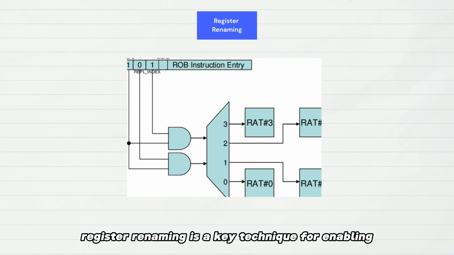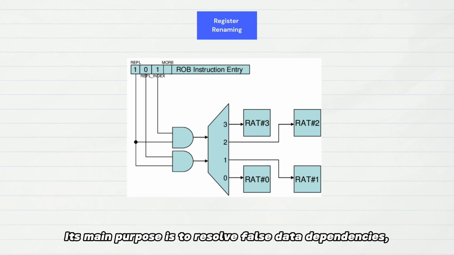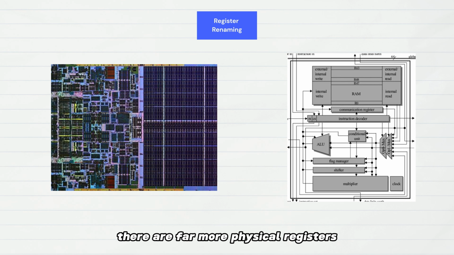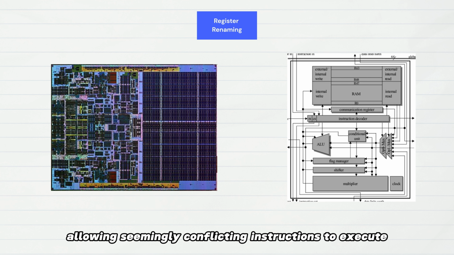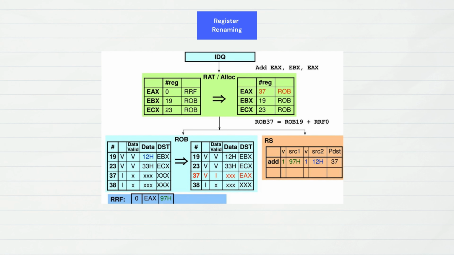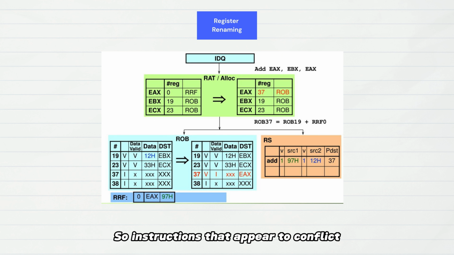Register renaming. Register renaming is a key technique for enabling out-of-order execution. Its main purpose is to resolve false data dependencies, where 2 instructions appear to conflict because they use the same architectural register but are actually independent, yet forced to execute sequentially. Inside the CPU, there are far more physical registers than architectural registers. Through register renaming, the CPU assigns each instruction an independent physical register copy, allowing seemingly conflicting instructions to execute in parallel. It's like this. The code only has 8 keys, but the CPU secretly prepares 200 keys inside, assigning a new one to each instruction. So instructions that appear to conflict are actually completely unrelated.